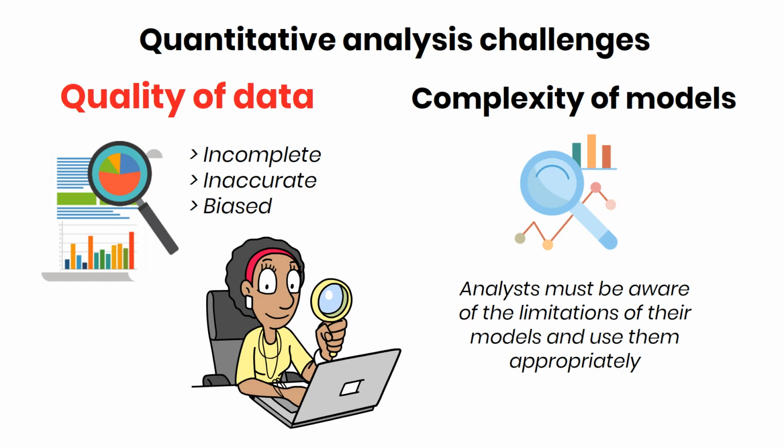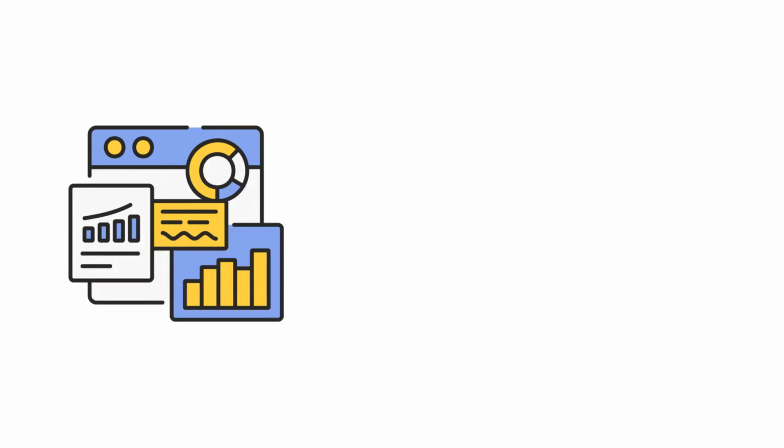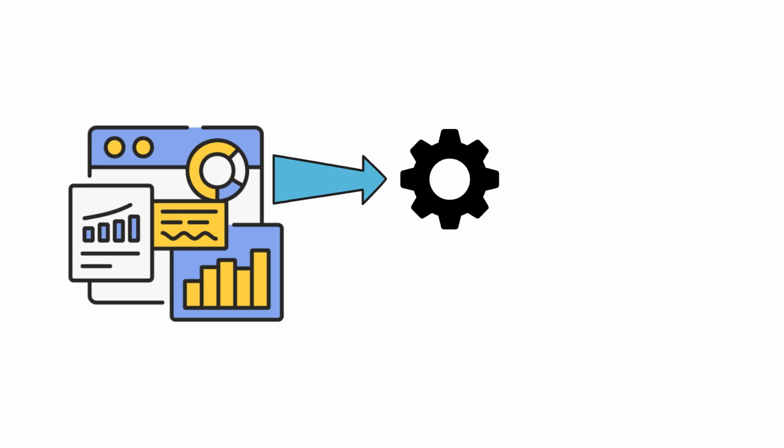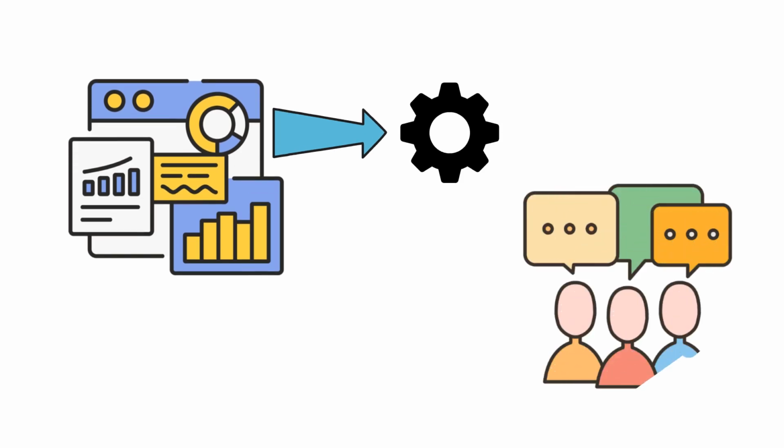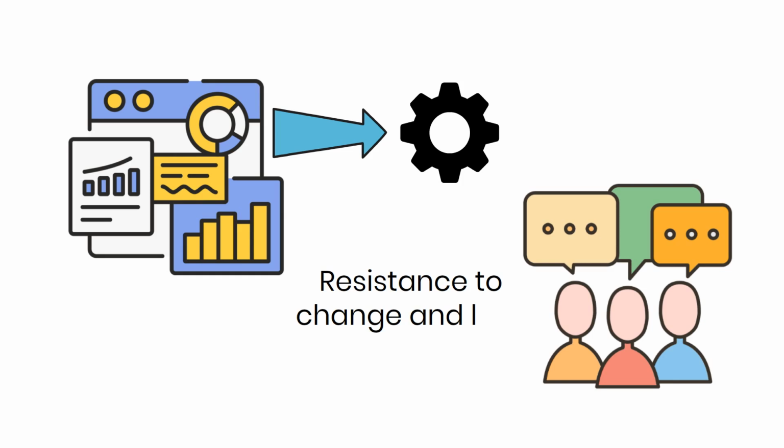Implementation concerns are another important consideration in quantitative analysis. Even the most accurate analysis can be rendered useless if it is not implemented effectively. This includes ensuring that the results of the analysis are communicated clearly and that decision-makers understand and trust the recommendations. Additionally, organizational factors such as resistance to change and lack of resources can hinder the implementation of quantitative analysis.